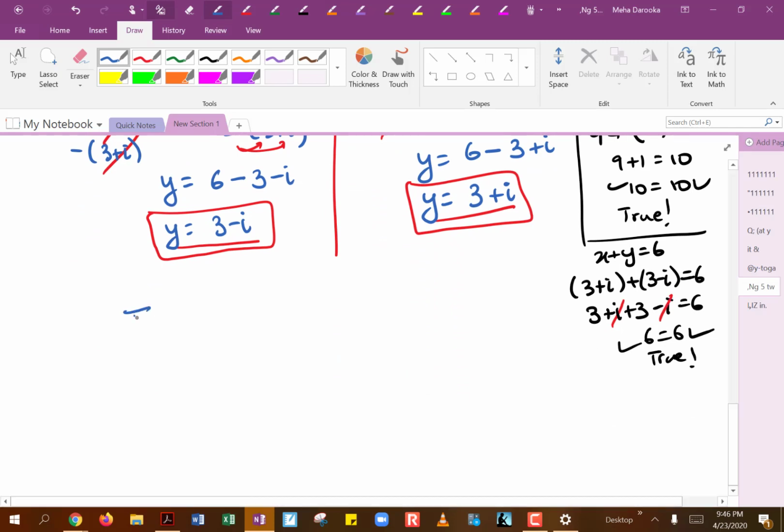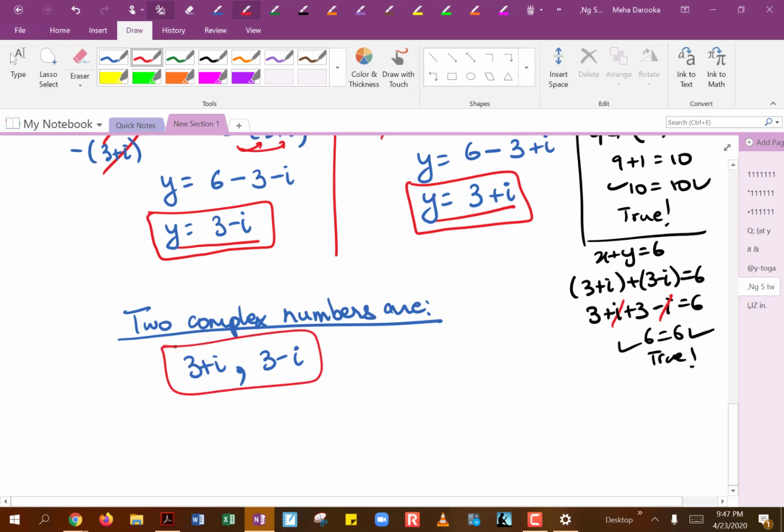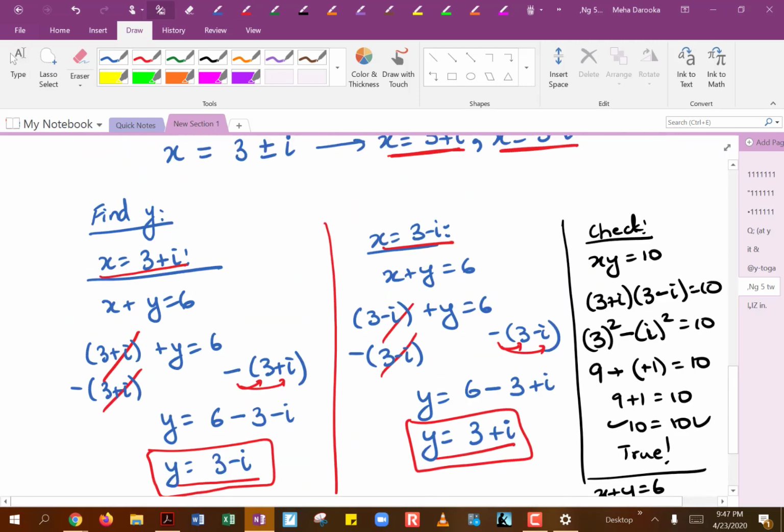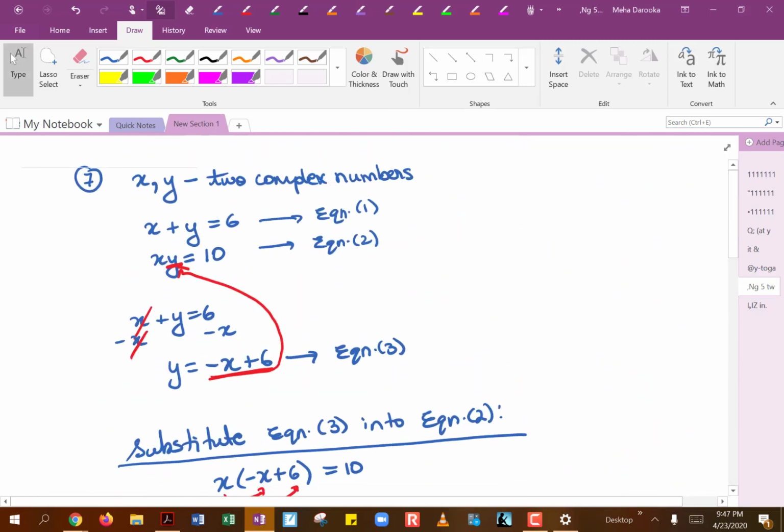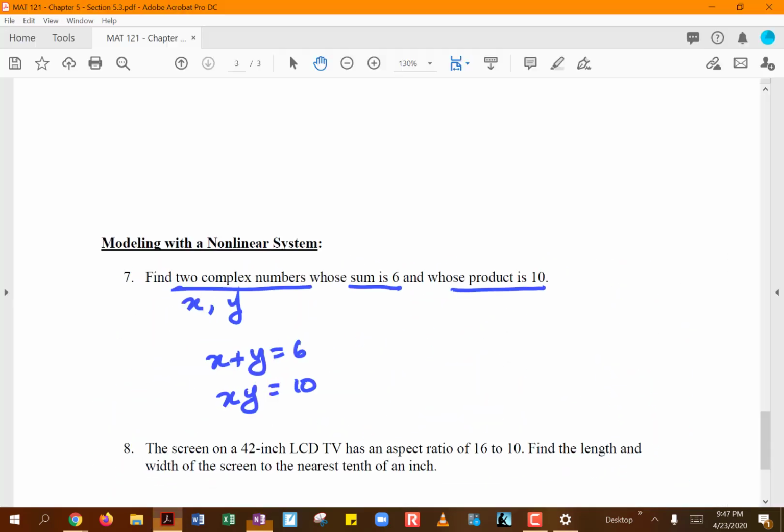So our two complex numbers that they were asking us to find are going to be 3 plus i and 3 minus i. There you go. Okay, so this is what you will need to do for finding those two complex numbers where they're telling you what the sum and the product of those two numbers is going to be, okay?